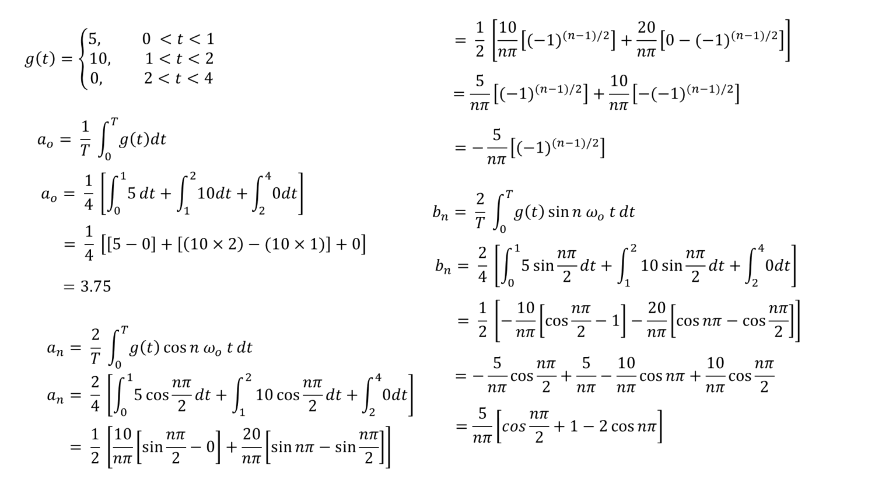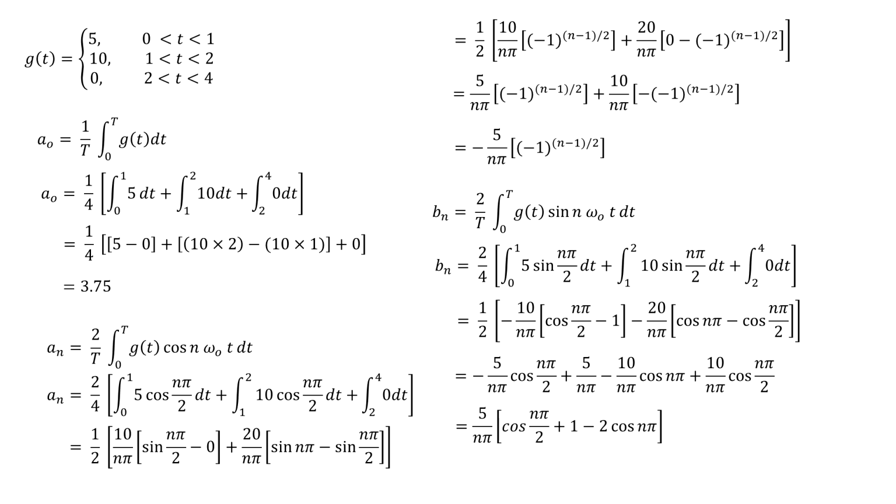Once you've obtained the expressions, you can put them inside A0, An, and Bn. A0 is equal to 1 over T, T being 4, so 1 over 4 times the integral of 5 dt, 10 dt, and 0 dt. Do some integrations and you get the answer 3.75. Next, to solve for An, it is pretty much the same as the previous question: just do some integration and you get the answer.